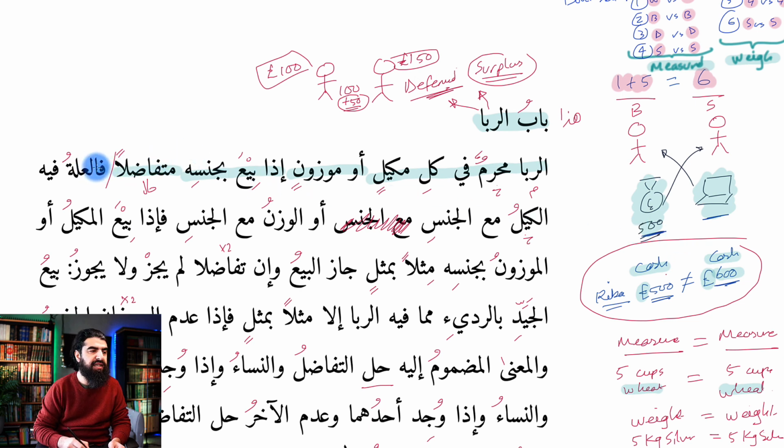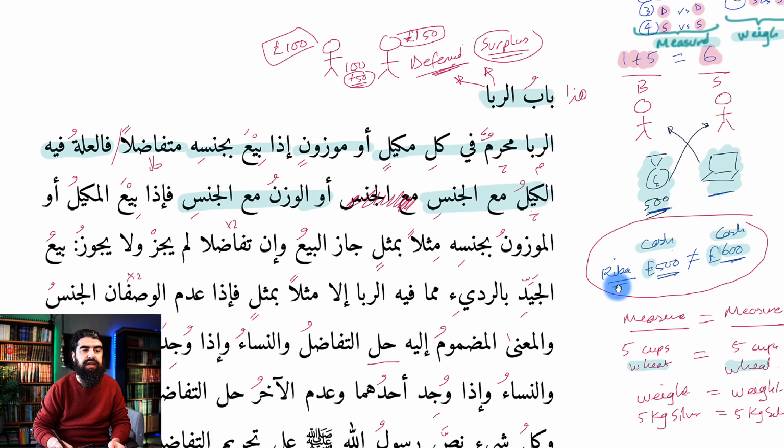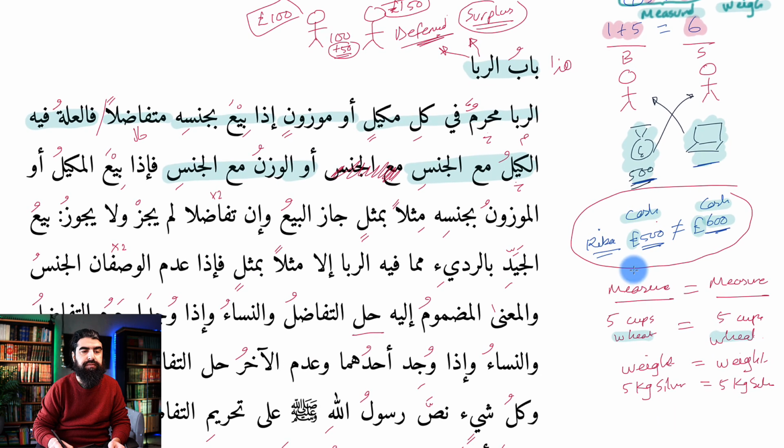So he says, then the legal cause in these things is kail, a measure, ma'al jins, with genus. So measure with genus, or al-wazn ma'al jins, or weight with genus. Like I said to you, I gave some examples over here, and I said, this is the measure one, and this is the weight one. So 5 kilos of silver for 5 kilos of silver.